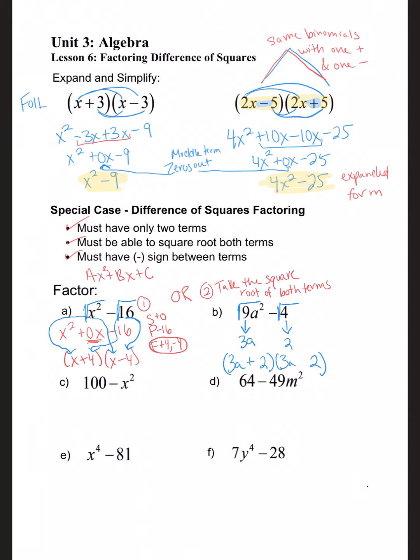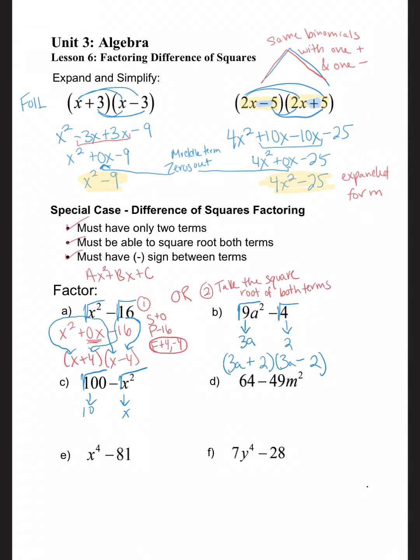One is plus, one is minus, and you're done. Okay, if we look at C, similar situation, but our variable and our constant are flipped. So we have to make sure we write them in that order as well when we factor. So if we knew the square root of 100 and the square root of x squared, the square root of 100 is 10, and x squared is x.